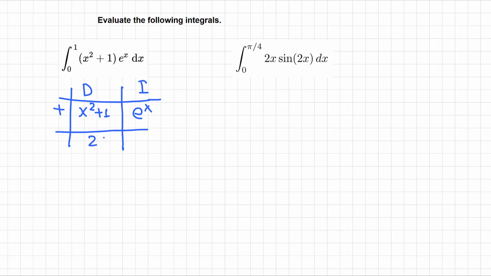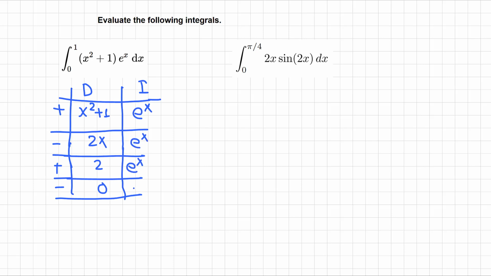So the derivative is 2x, then the derivative is 2, then 0. So we can stop there. The signs alternate: plus, minus, plus. Now we integrate e to the x, which is easy, e to the x. One more time, e to the x. One more time, e to the x. So this integration is positive. We multiply this way, plus, minus this way, positive this way. Minus 0 times anything is 0, so we don't have to do it.